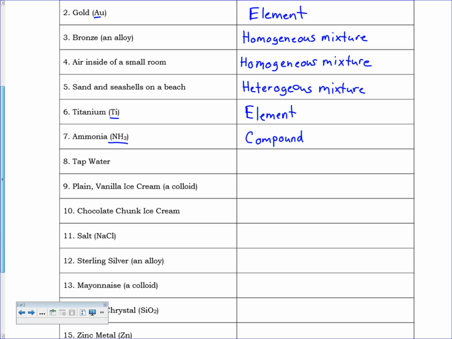Tap water. Okay, so tap water as opposed to our distilled water. Tap water has things in it, calcium, they add fluoride to it, things like that. So there are chemicals in there in addition to the water, but it should be the same throughout. You expect every time you turn on your faucet that the same type of water comes out and is mixed well. So this one would be a homogeneous mixture.